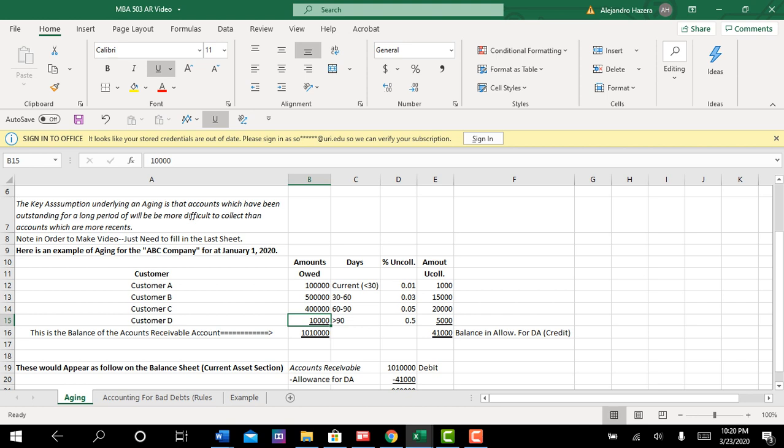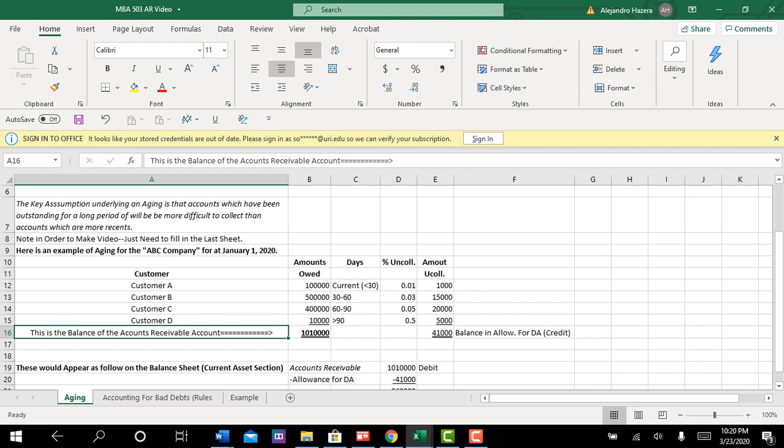Okay, so we have 4 customers. The total amounts that these customers owe are $100,000 for customer A, $500,000 for customer B, $400,000 for customer C, and $10,000 for customer D. Now, the total of these, that is their total. That's the company's total accounts receivable balance. So if you look on the current assets section of the balance sheet, you will see the company has an accounts receivable balance of $1,010,000. So that's what that would be right there.